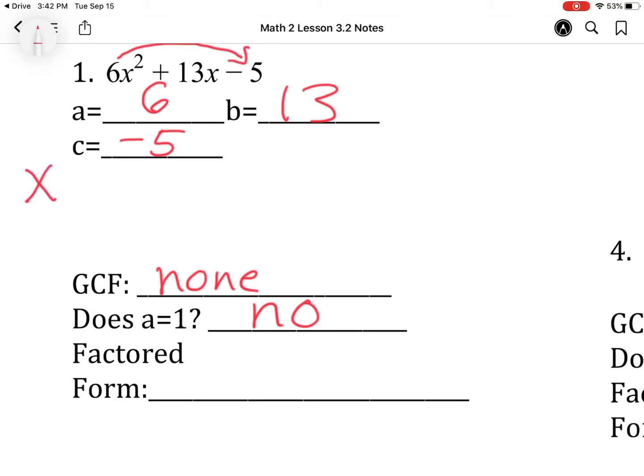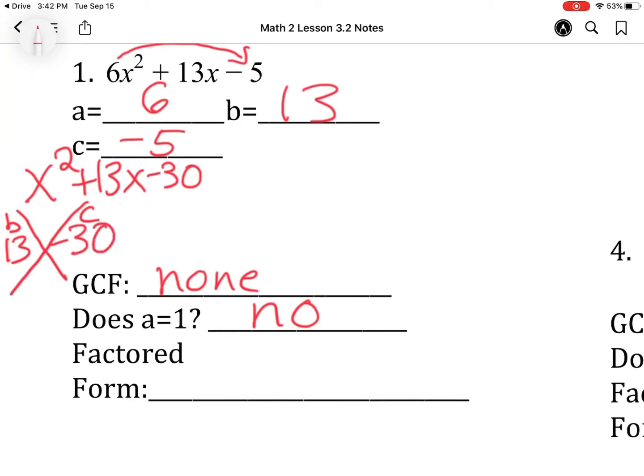So now, instead of that 6x squared, you're going to have x squared plus 13x minus 30. And then you're going to factor just like we did in lesson 3.1. So now our A is 1. We can use our big X method. Our B is on the left side. Our C is on the right. Our B is 13 still. Our C now is -30.